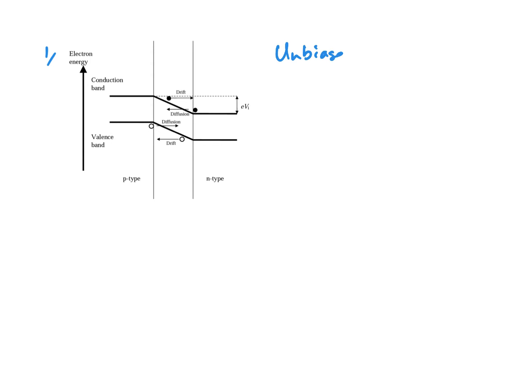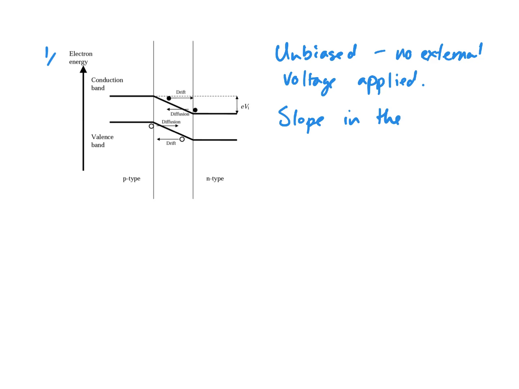Now, unbiased means no external voltage applied. So we need to recognise these phrases. And so the slope in the conduction band is, the phrase would say, a potential barrier.